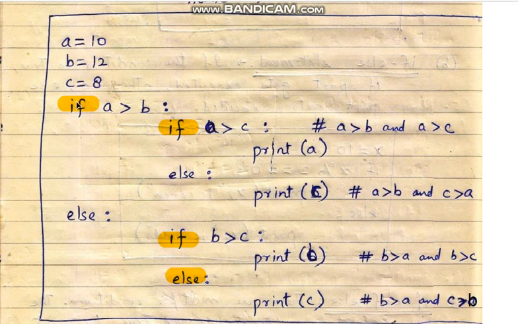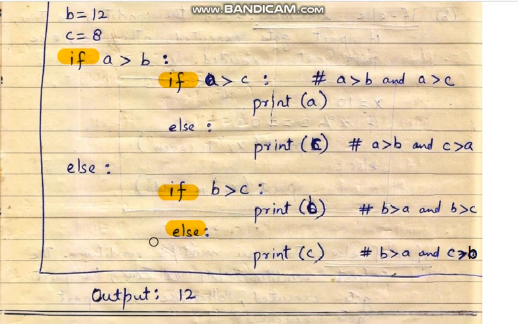This example is coded here because we needed to have an if inside another if. So you can see that there is an if inside another if. So this is an example of nested if. If we execute this particular block of code, we will get the output as 12.